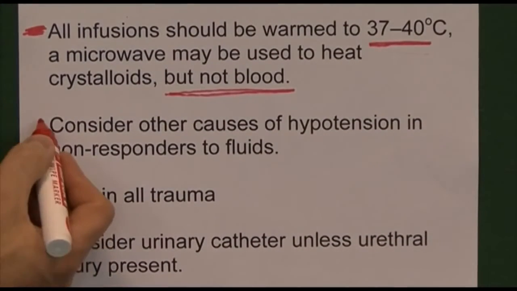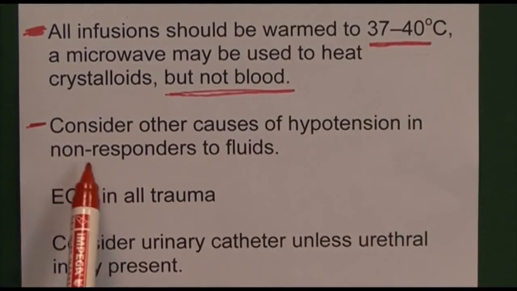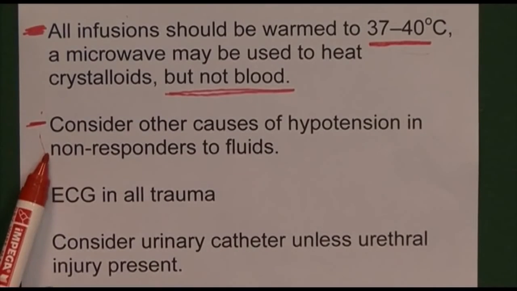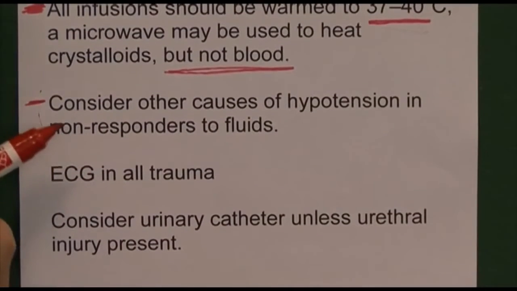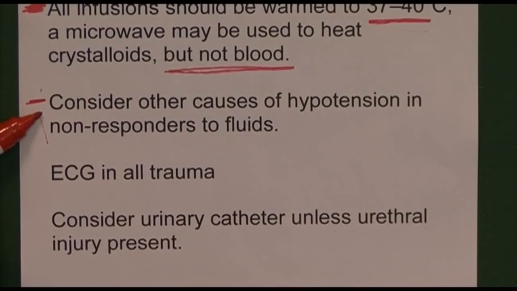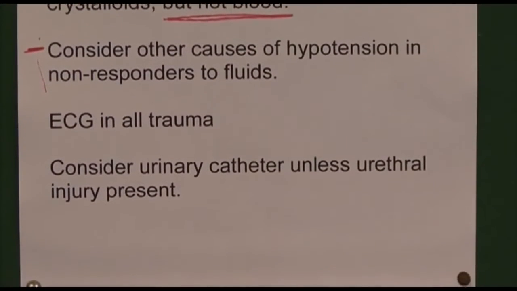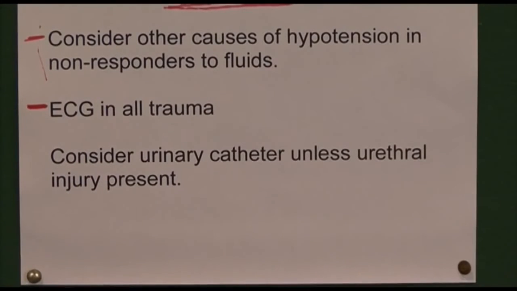Now, consider other causes of hypotension, of course, if patients are not responding to fluids. So if we're giving adequate volumes, or what we would normally consider adequate volumes of fluid replacement, but the patient's blood pressure is still low, we describe those as non-responders, and then we have to look for other causes of the hypotension, which may include tension pneumothorax or cardiac tamponade, or blunt chest trauma, which has damaged the heart in some way. ECG, of course, is always useful, completely non-invasive, completely safe.